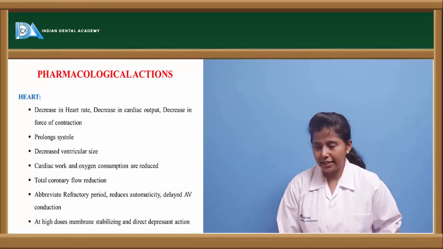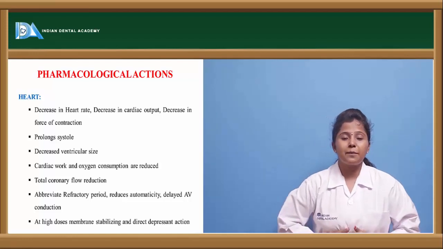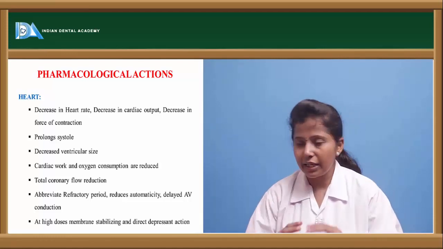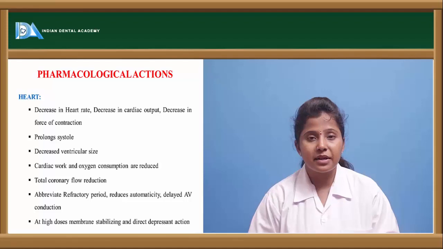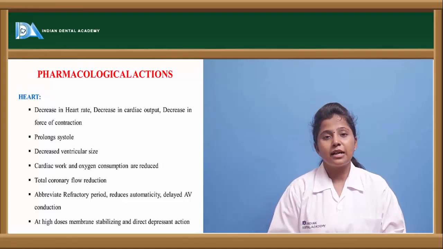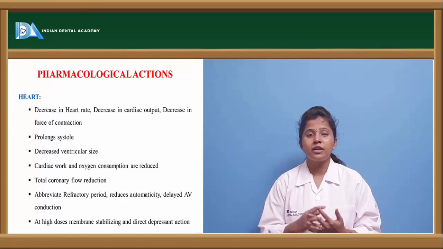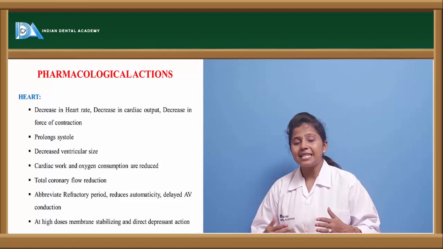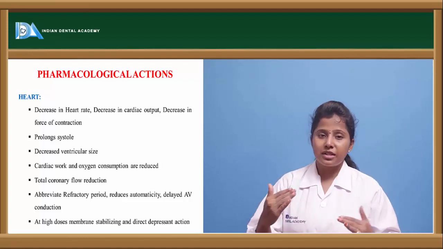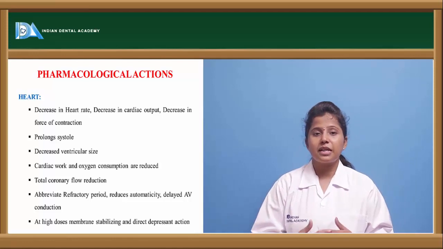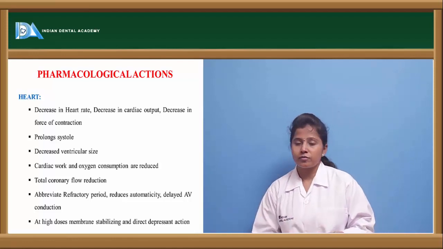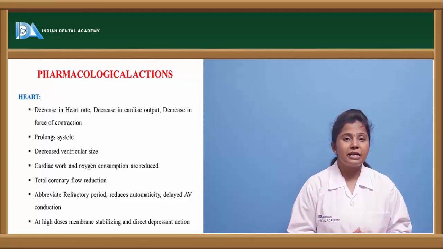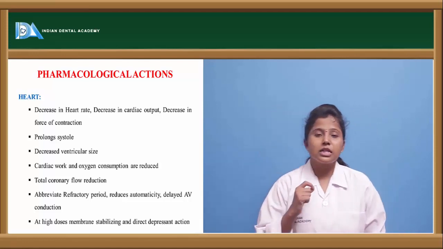For example, if you take the heart, what happens if propranolol is given to the heart? It causes a decrease in the cardiac output. As this is a beta receptor antagonist, and beta receptor agonism, or beta stimulation, shows effects like increased heart rate, increased cardiac output and increased blood pressure, this drug shows the opposite effects of the sympathetic nervous system: decreased heart rate, decreased cardiac output, decreased force of contraction of the heart, and ultimately the blood pressure is decreased, and it prolongs systole.